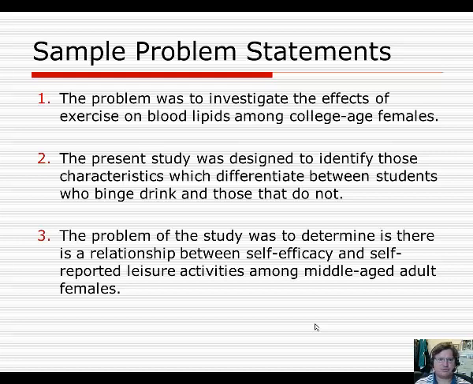So let's look at some examples of problem statements. The problem was to investigate the effects of exercise on blood lipids among college-age females. The present study was designed to identify those characteristics which differentiate between students who binge drink and those that do not. The problem of the study was to determine, is there a relationship between self-efficacy and self-reported leisure activities among middle-aged adult females? And there's a few more on page 39.